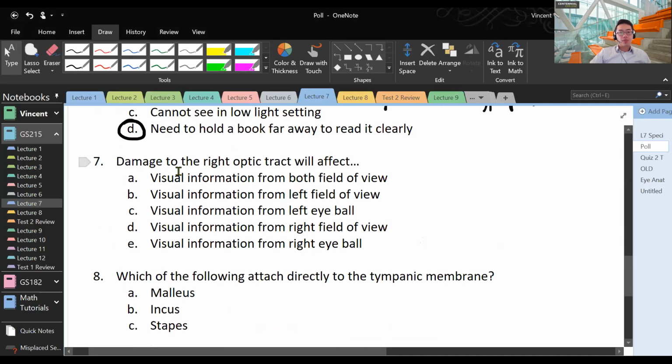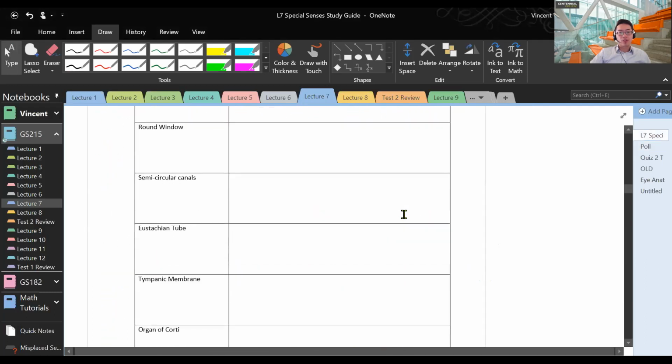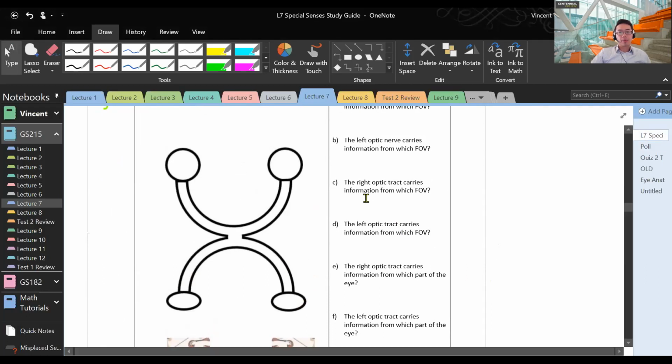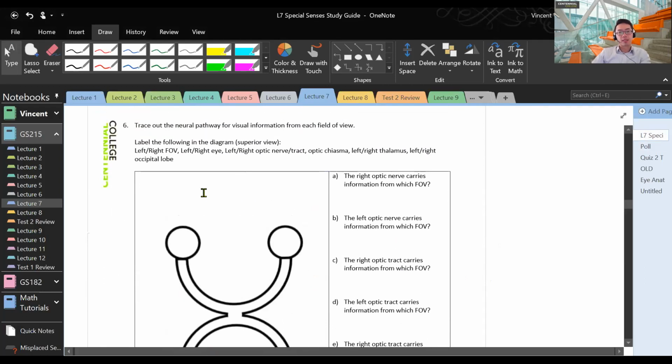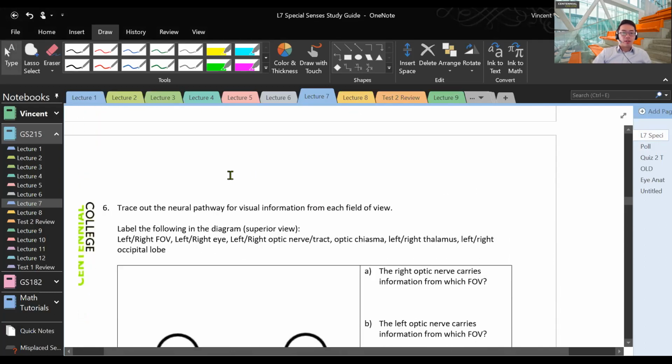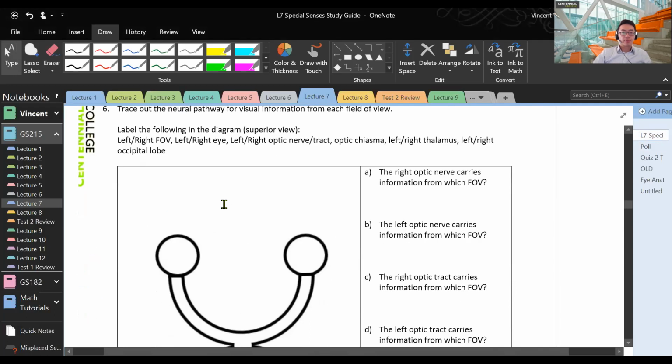Okay, now this one is complicated. I already explained it in the lecture, but I'll go through it again, because this is a complicated concept. A lot of people don't get it the first time, so I'm just going to explain it again to you. So we will skip the ear for now, and we're just going to move forward to question number 6.